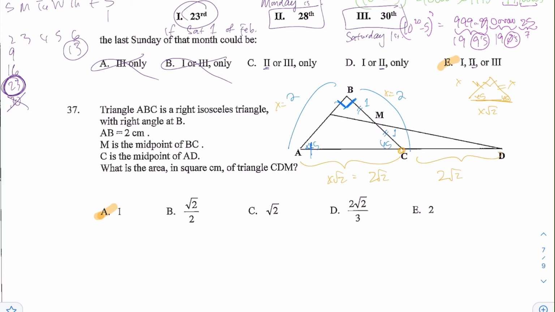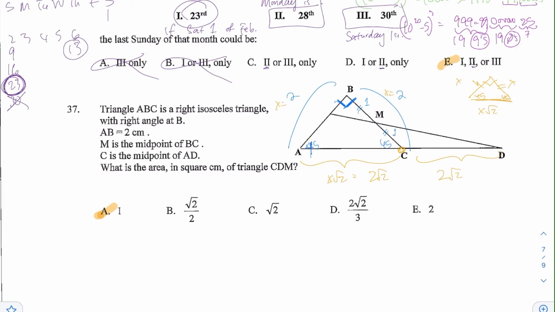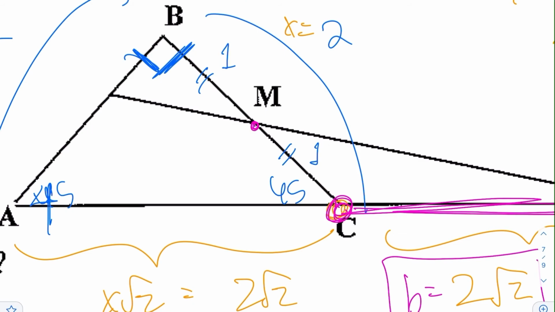Now you want the area of triangle CDM. Now to find the area of a triangle, it's going to be 1/2 base times height, but the base must be perpendicular to the height. So if we use the base as this 2 root 2, then the height must be perpendicular to this base. So because this is an obtuse triangle, we're going to have to extend the base over to this piece here. And we need to find this height. And fortunately, this smaller triangle is another right triangle.